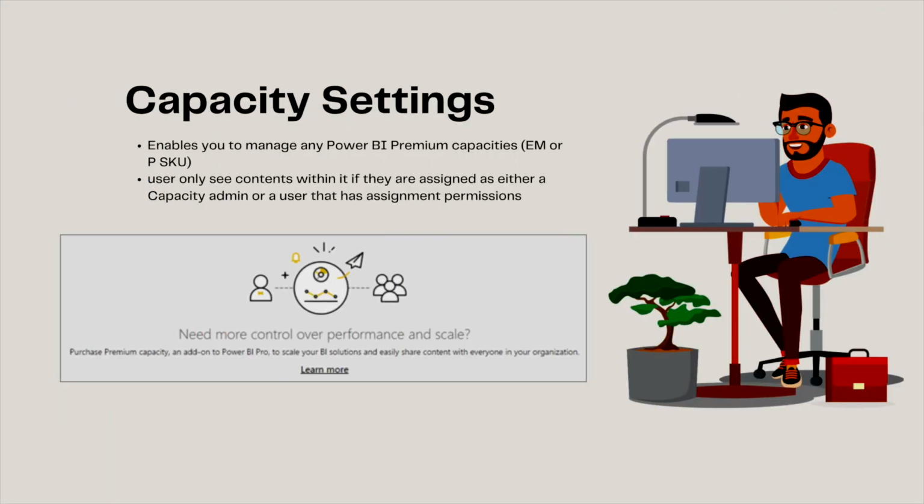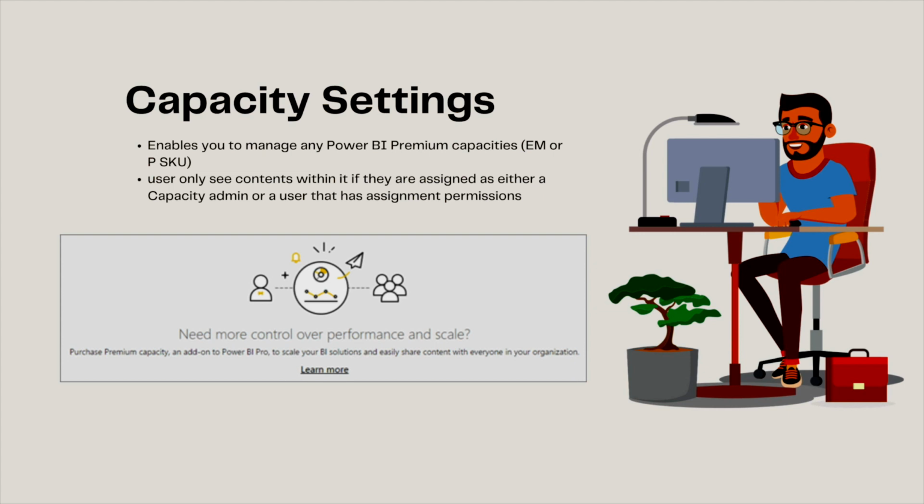The very first is the capacity settings. In Power BI, we have two types of capacity settings, that is Power BI Premium and Power BI Embedded. The Power BI Premium tab enables you to manage any Power BI capacities, that is EM or P SKUs, that have been purchased for your organization.